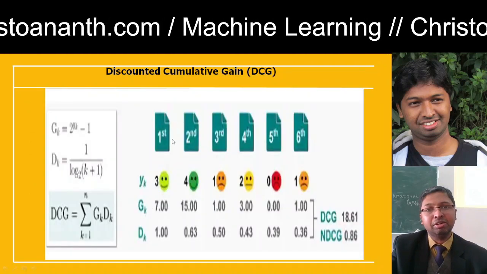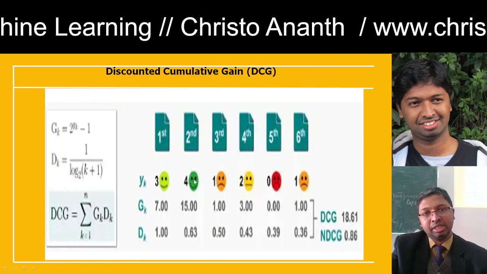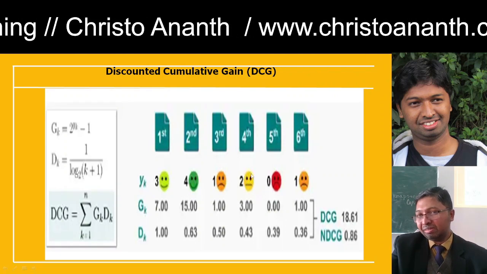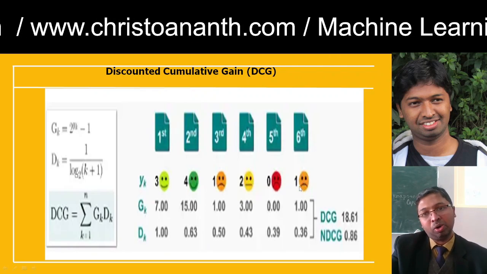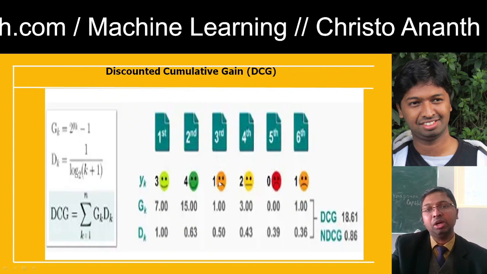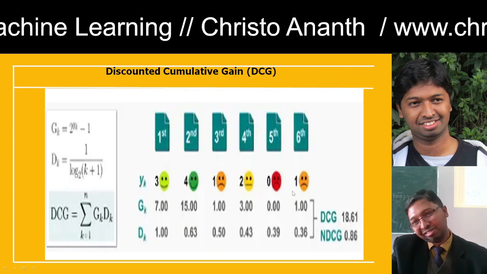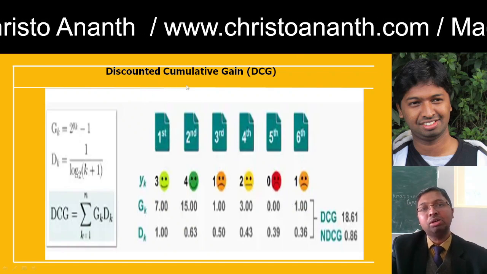So this is the thing: first, second, third, fourth, fifth and sixth. Anything over 3 and 4 is good. 0 1 is very low. So that you will be categorizing with the case of discounted cumulative gain.